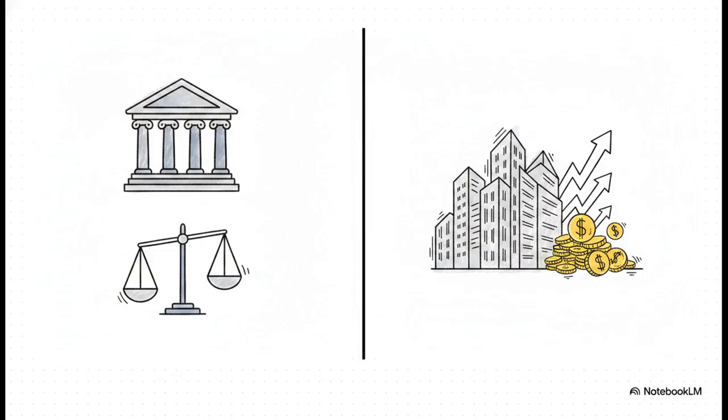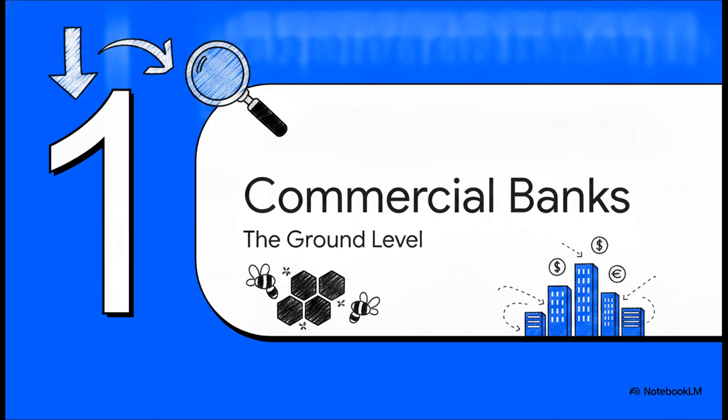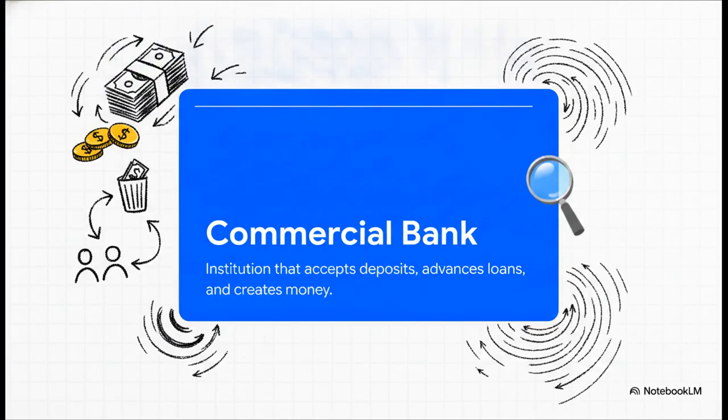Now, over on the right, we have the commercial banks. These are the commercial units working under that central umbrella, and they are driven by profit. Their whole deal is to mobilize savings and issue loans to the public. Section 1. The ground level. Commercial banks. Now, you might think a commercial bank is just a giant vault where you keep your cash safe.